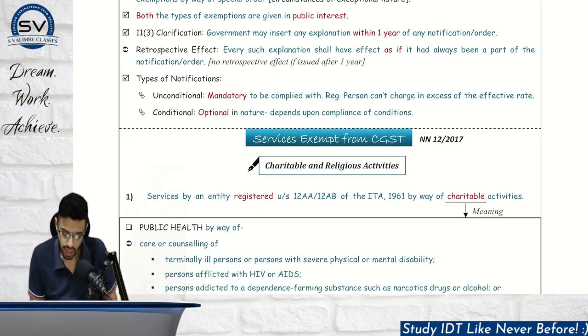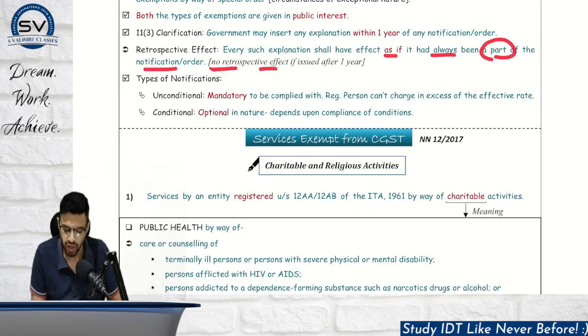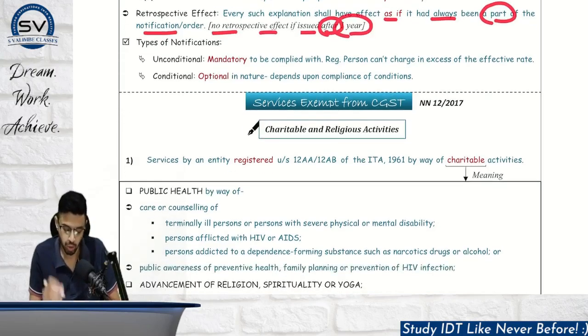Okay, see, every explanation shall have effect as if. As if means something which is not, but we are considering to be. So basically, deeming provision. As if it has always been a part of the notification order, no retrospective effect if issued after 1 year. Okay, there are two types of notification.